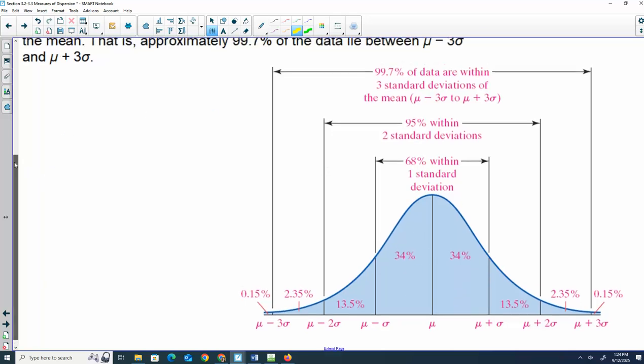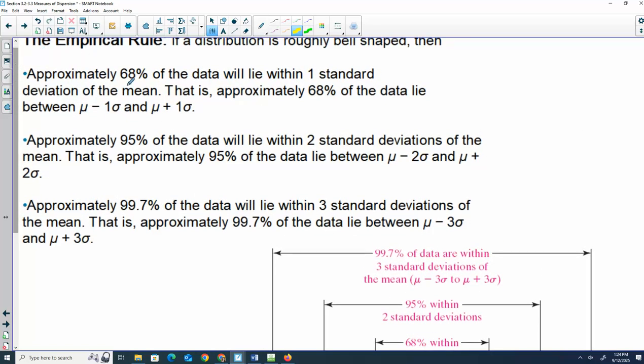So this is actually an actual distribution. If it is bell-shaped data, and it only works if it's bell-shaped, 68% of your data will lie within one standard deviation of the mean. 95% of the points will be within 2 standard deviations, and 99.7% will be within 3 standard deviations. Now, this is a lot if you're trying to remember it, but what are you allowed to have?